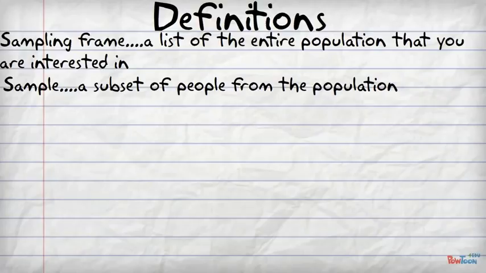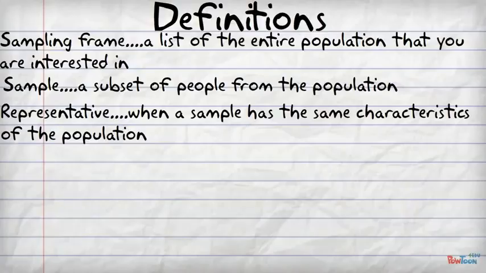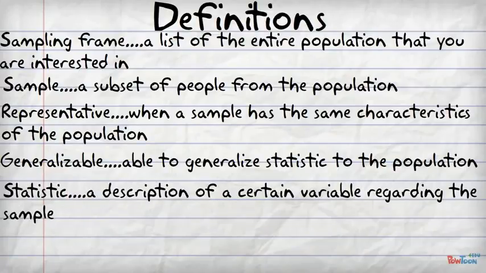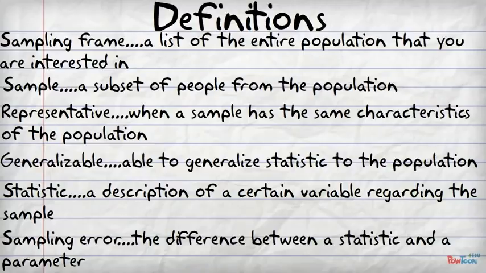The next is representative. This is when a sample has the same characteristics as the population that it was drawn from. Generalizable. This is the ability to generalize information to the population. I'll get more into that in a second. The next is statistic. This is a description of a certain variable regarding the sample. Sampling error. This is the difference between a statistic and a parameter.